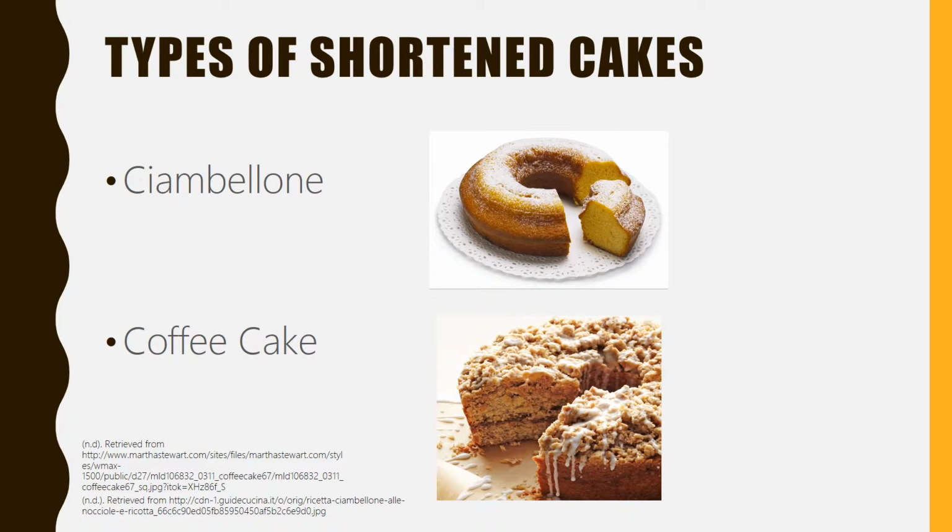Bundt cakes are ring-shaped cakes that are lightly sweetened and flavored with dry fruit and lemon zest. Coffee cakes are usually served at breakfast, brunch, or afternoon tea. They're sweet, rich cakes that are similar to bread.